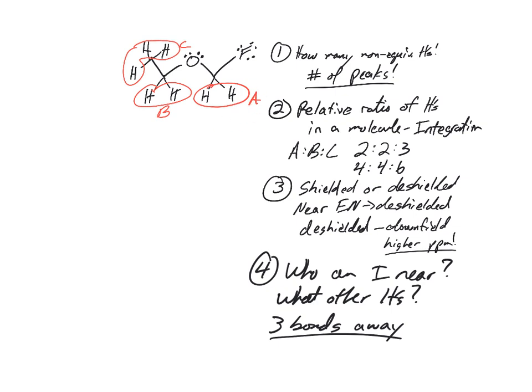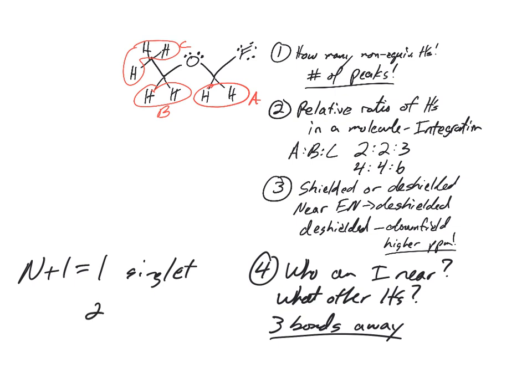So let's look at the perspective of A first. How many hydrogens are 3 bonds away from A? 1, 2, 3, 4. They're too far away. So A doesn't have any nearest neighbors. So the equation is n plus 1. We call them nearest neighbors. So if you have 0 nearest neighbors, you have a 1. We would call that a singlet.